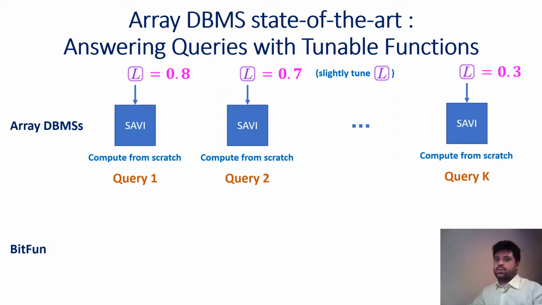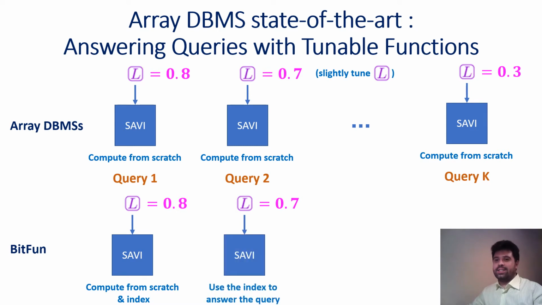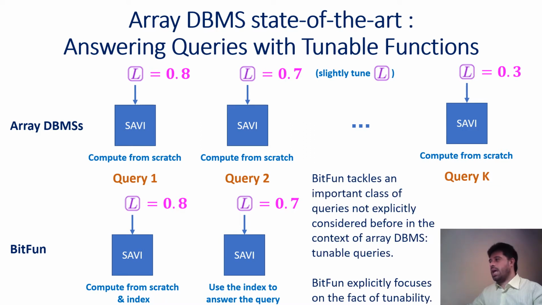In contrast, BitFun works as follows. During the first query, BitFun computes SAVI from scratch and indexes the SAVI function. During the second query, BitFun doesn't compute SAVI from scratch. Instead, BitFun uses the index to answer the query. BitFun tackles an important class of queries not explicitly considered before in the context of array DBMS, tunable queries. BitFun explicitly focuses on the fact of tunability.